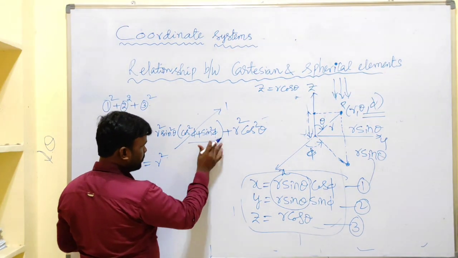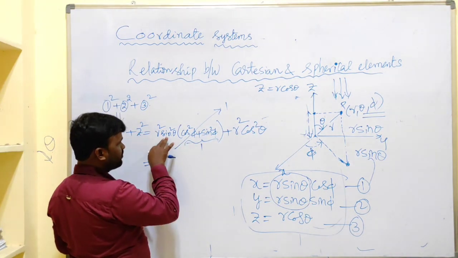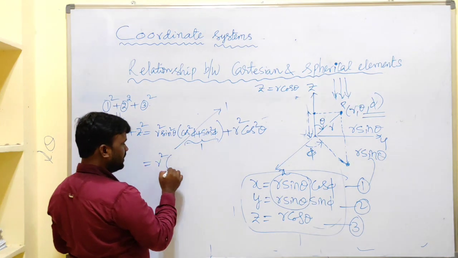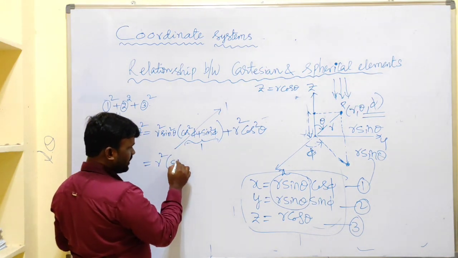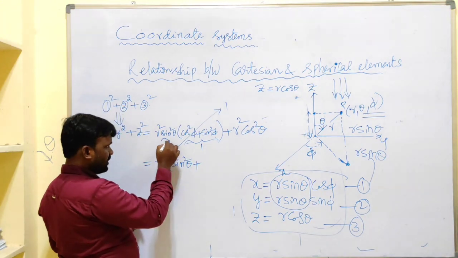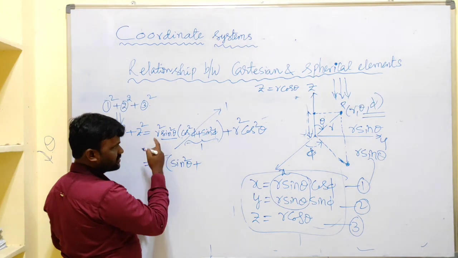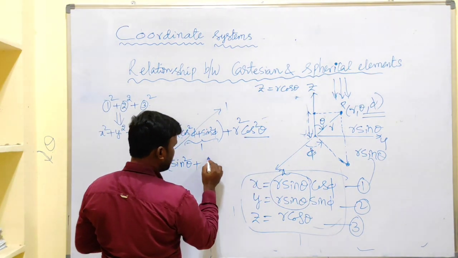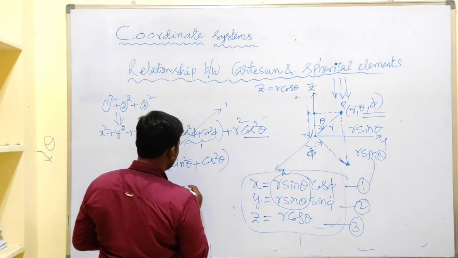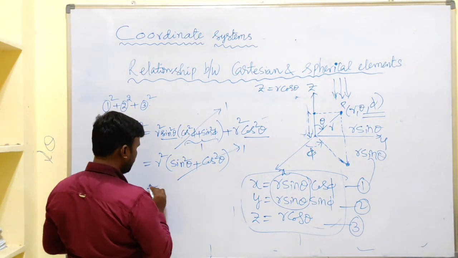Of course, this is equal to 1, so r square sin square theta into 1. Here I am taking r square as common, that is r square sin square theta. Here I am taking only r square as common, and the remaining part here is sin square theta, here the remaining part is cos square theta. Again this sin square theta plus cos square theta is equal to what? 1.